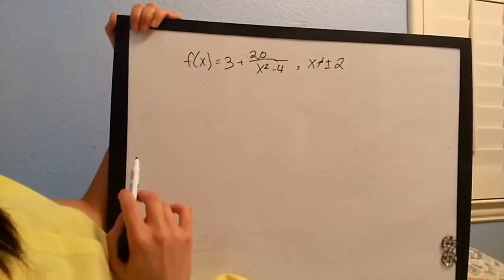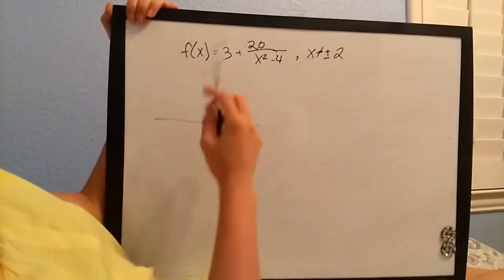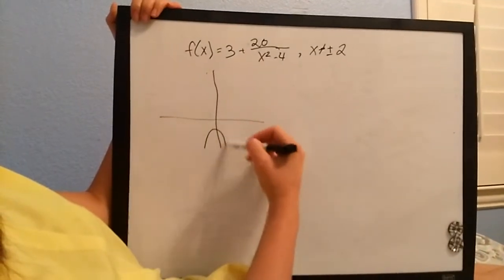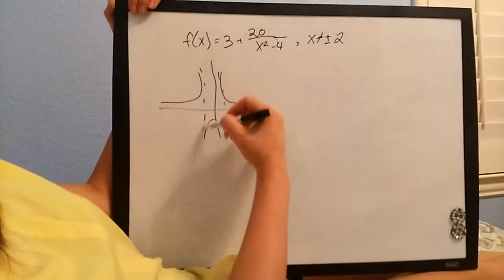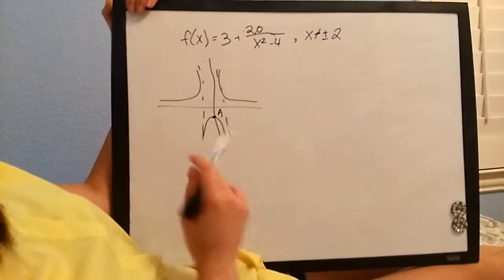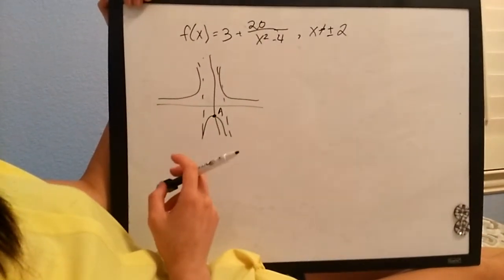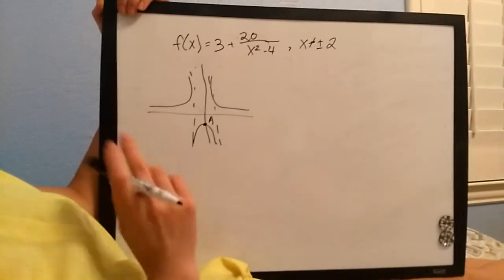All right, so we have a graph here that looks somewhat like this. This is positive, negative 2. This is point A. And it asks us to find the coordinates of A.